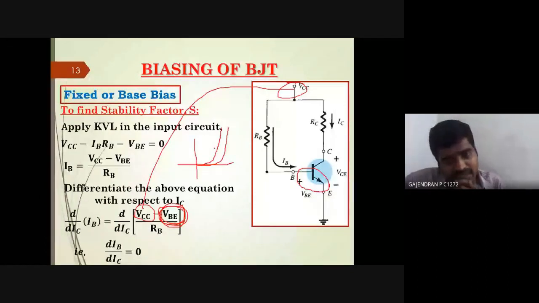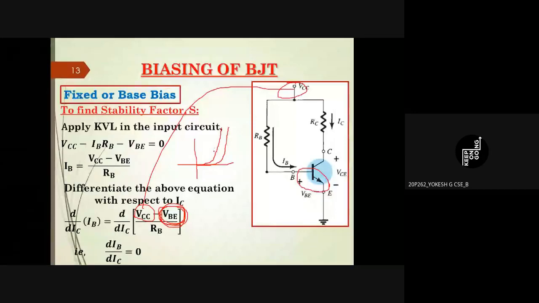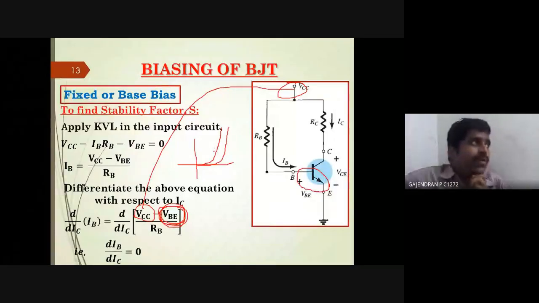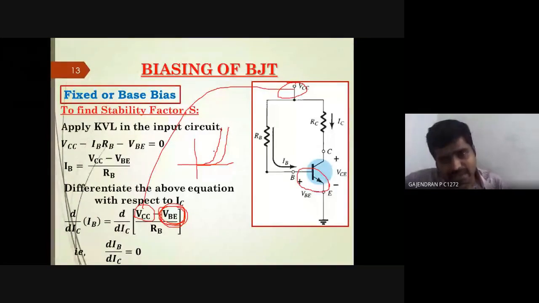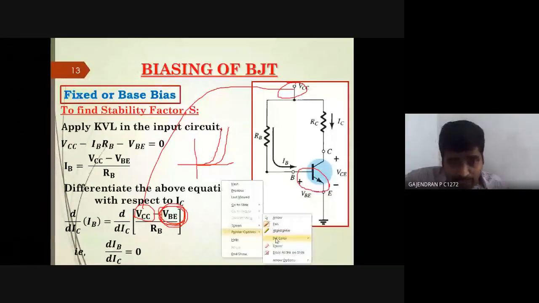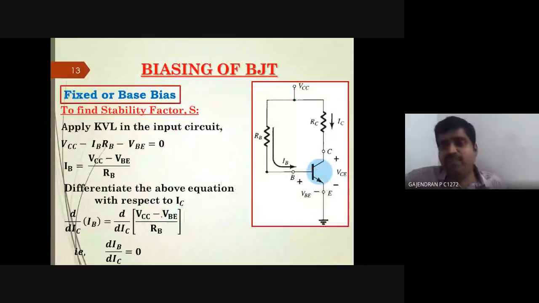Based on the voltage. Based on the material used. Am I correct? Silicon or germanium. Am I correct? In the same way, the base emitter voltage depends on the type of transistor used.